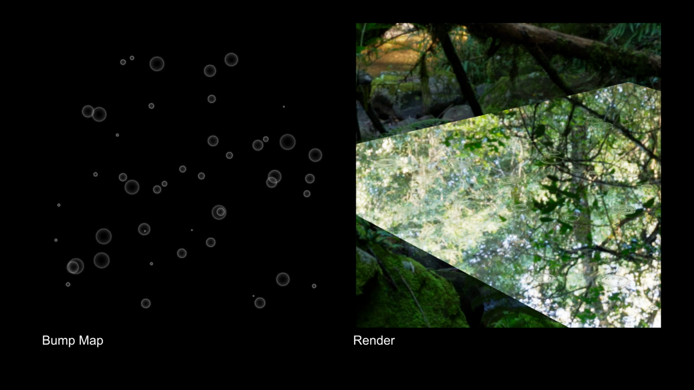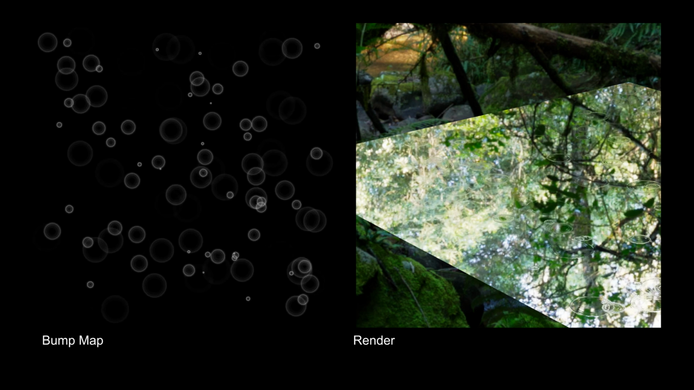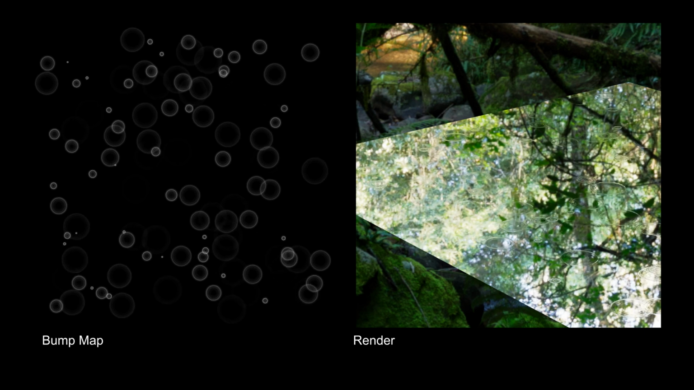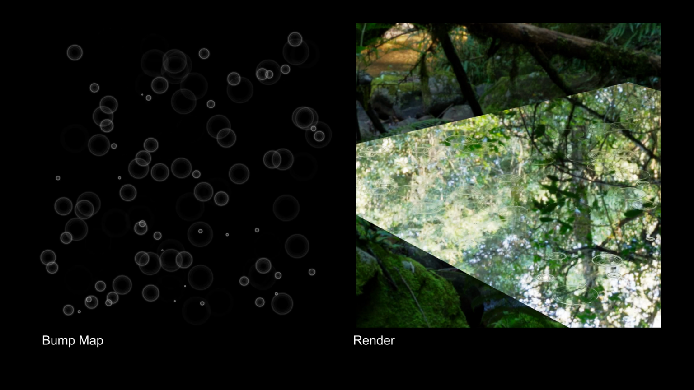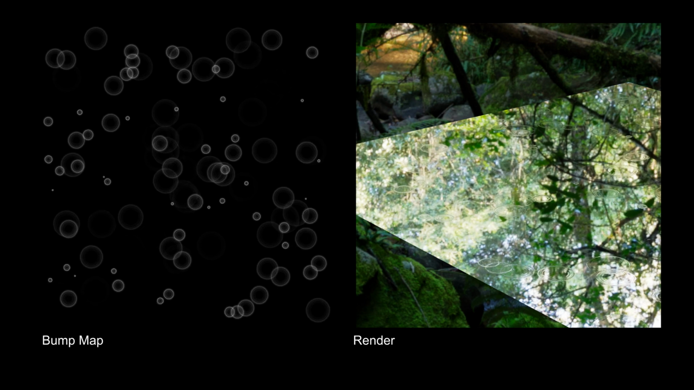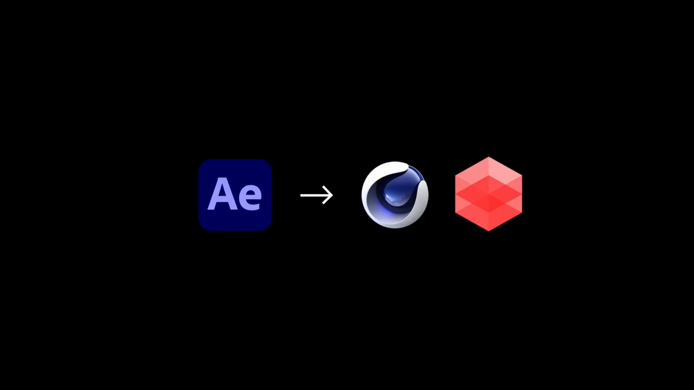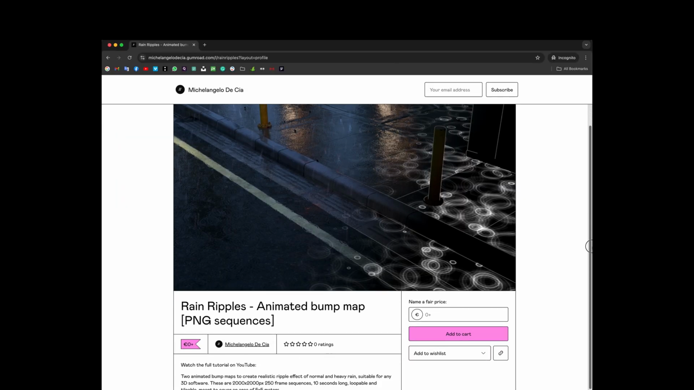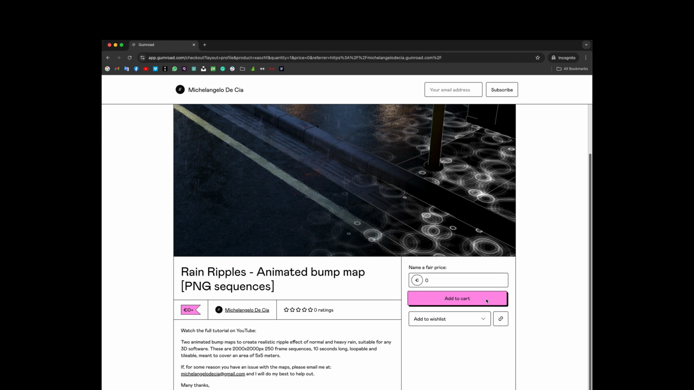In this tutorial, we'll create a grayscale bump map, which will simulate complex geometry without actually using many polygons at all. We cannot do this directly in Cinema or Redshift, so I'll show you how to do it using After Effects and then importing the map into Redshift. If you want to, you can download the ready-made map from the link in the description for free.